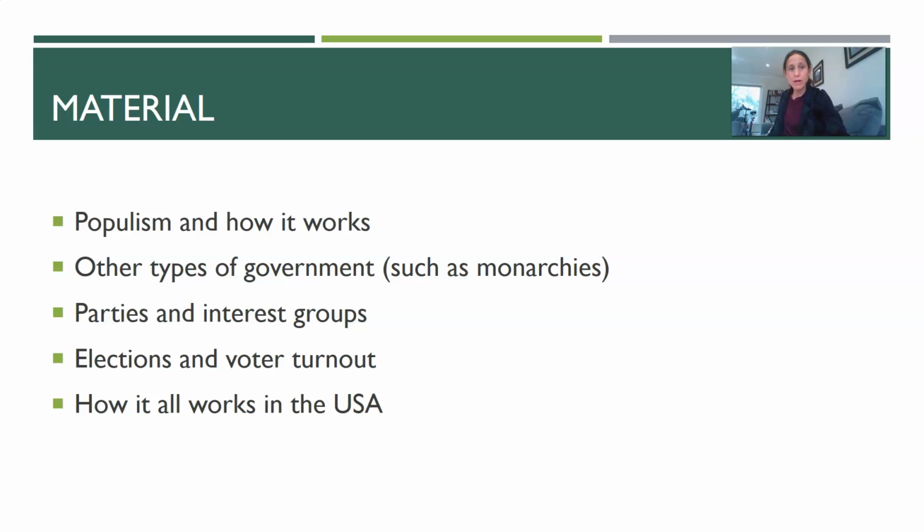Other things that will be included in the exam, we had a discussion about populism and how it works, and how can we identify a populist leader. So I expect you to know that. We talked about other types of government, such as constitutional monarchies and absolute monarchies. So again, when you see those types of governments, can you identify what are the differences and similarities between them?